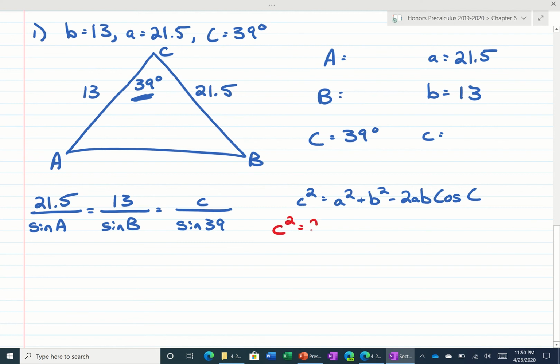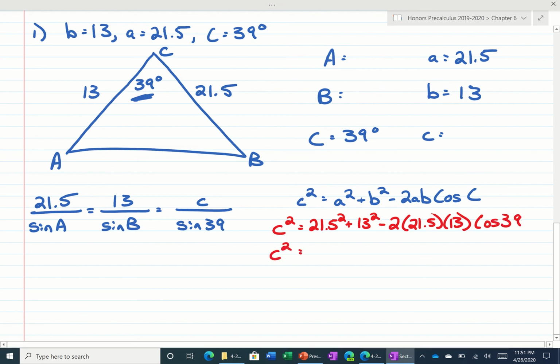C squared would equal 21.5 squared plus 13 squared minus 2 times 21.5 times 13 times the cosine of 39. If we do this, let's see what the calculator says. 21.5 squared plus 13 squared minus 2 times 21.5 times 13 times the cosine of 39. Calculator saying this is 196.825, whatever. Let's take the square root of both sides. And I'm getting side C is 14.0.